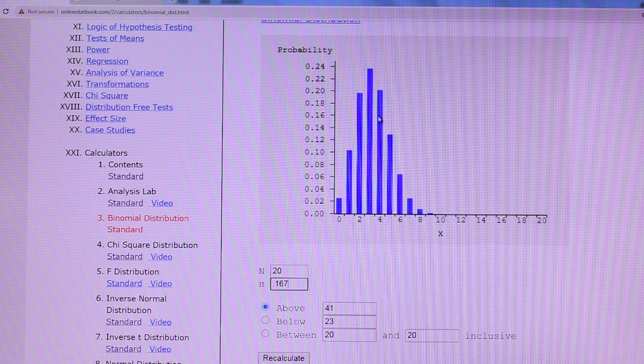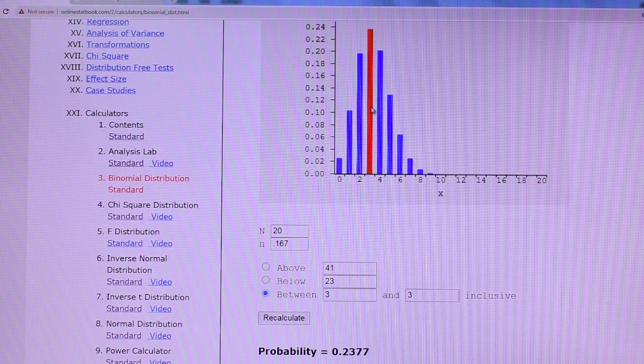And it's going to probably be close to this score here, so you can see that looks like it's at about 3, I think. Okay, so what we want to do then is find out exactly 3. So between 3 and 3. There it is. Okay, so that's what I thought it might be.